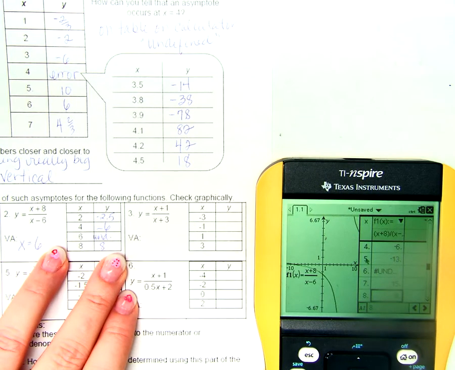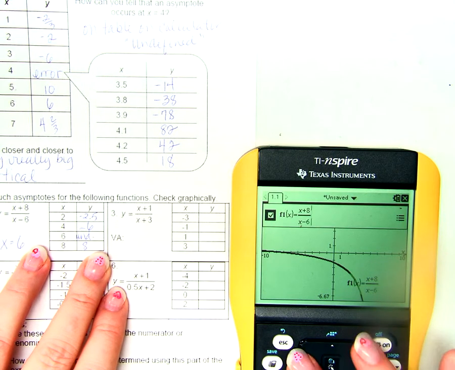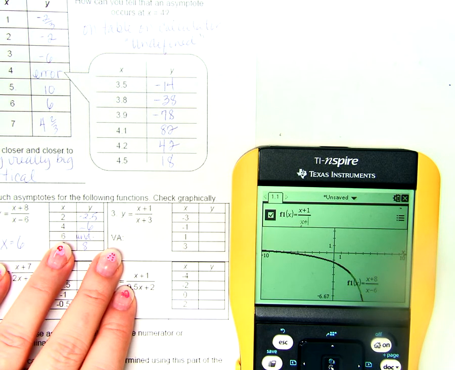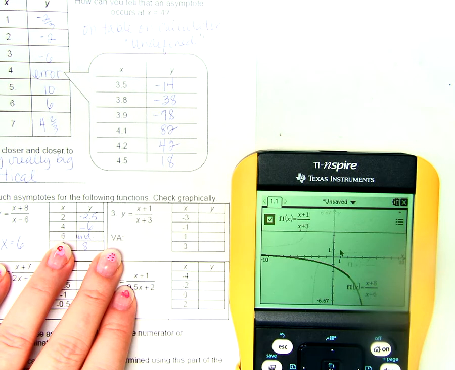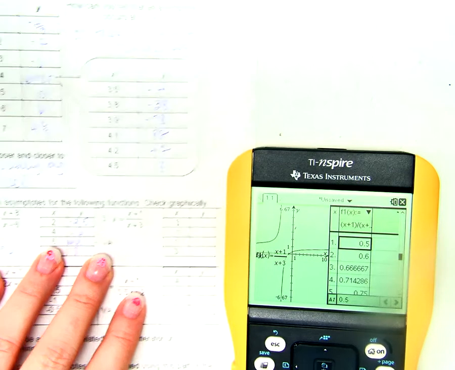Problem number 3. Control T. Get rid of my table for just a second. Tab. Up arrow so I can manage this a little bit. I need this to be x plus 1. And I need this to be x plus 3. So enter to see the graph. Control T to see the table.